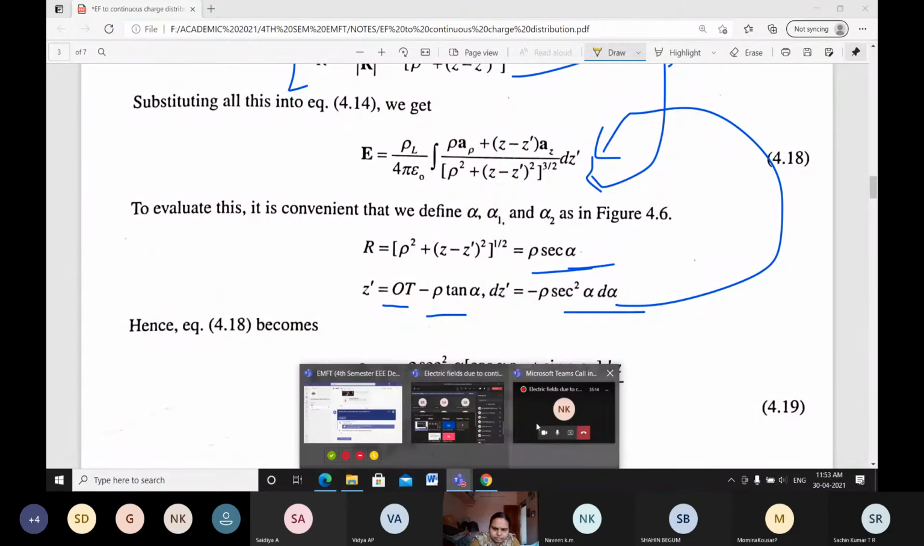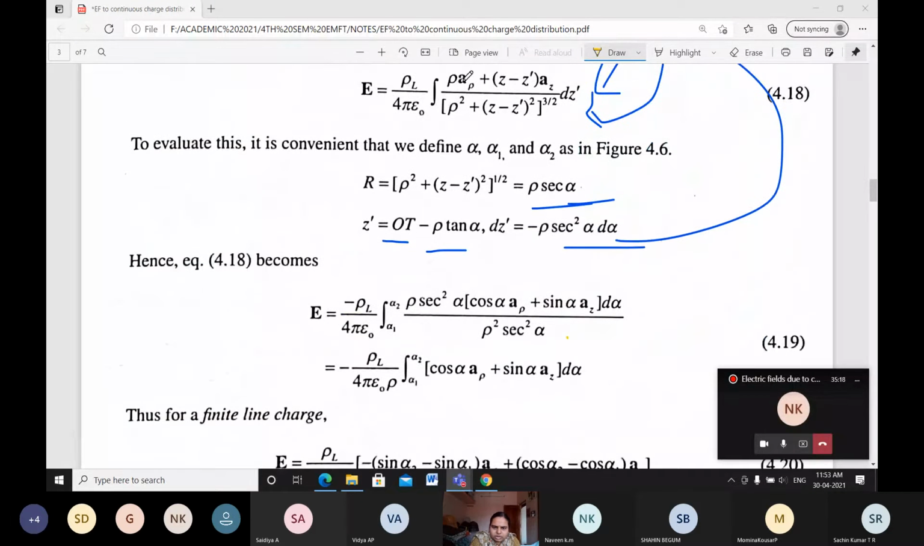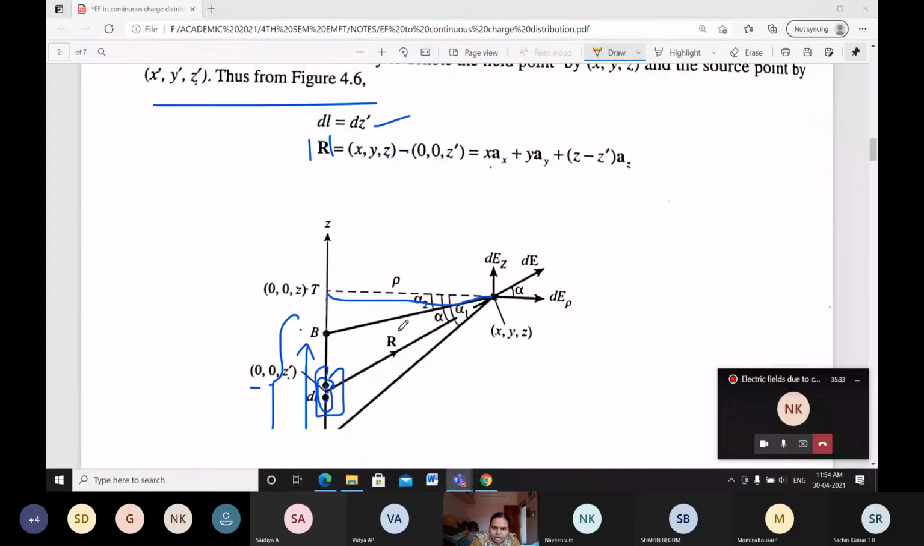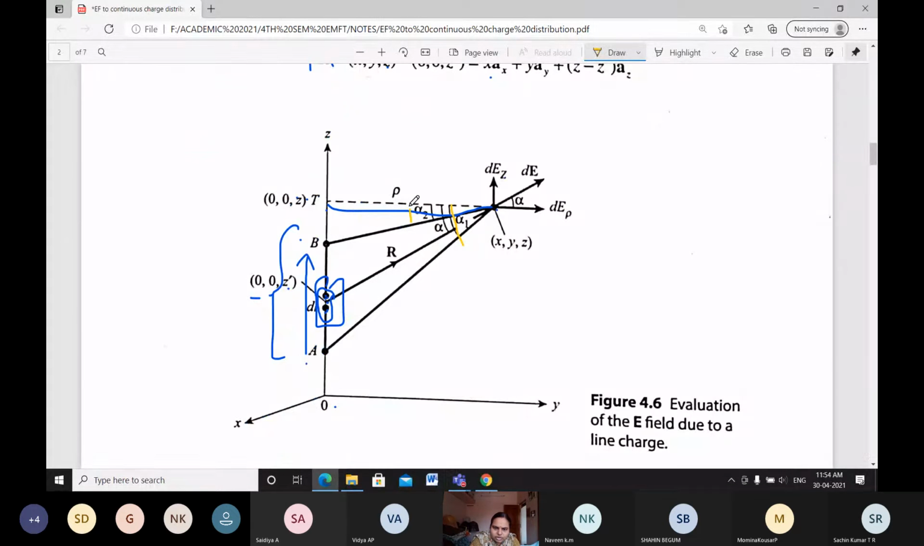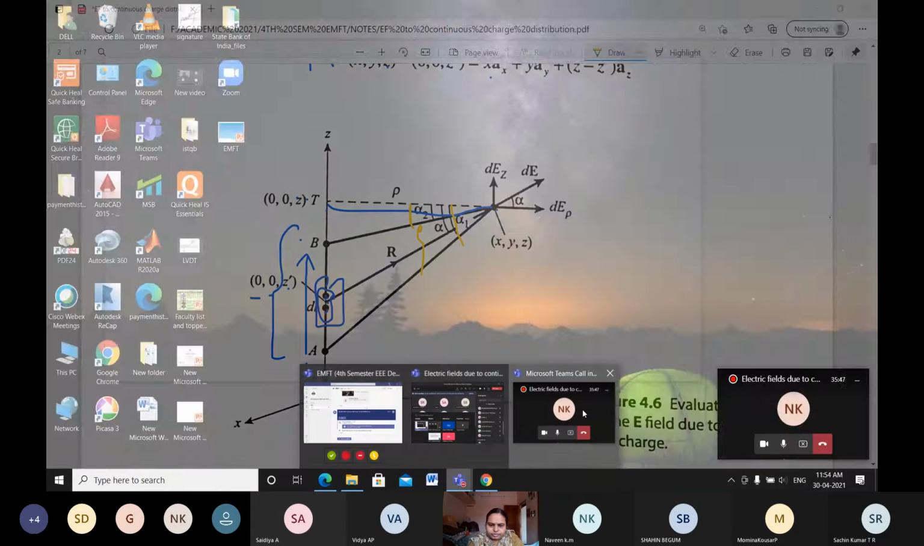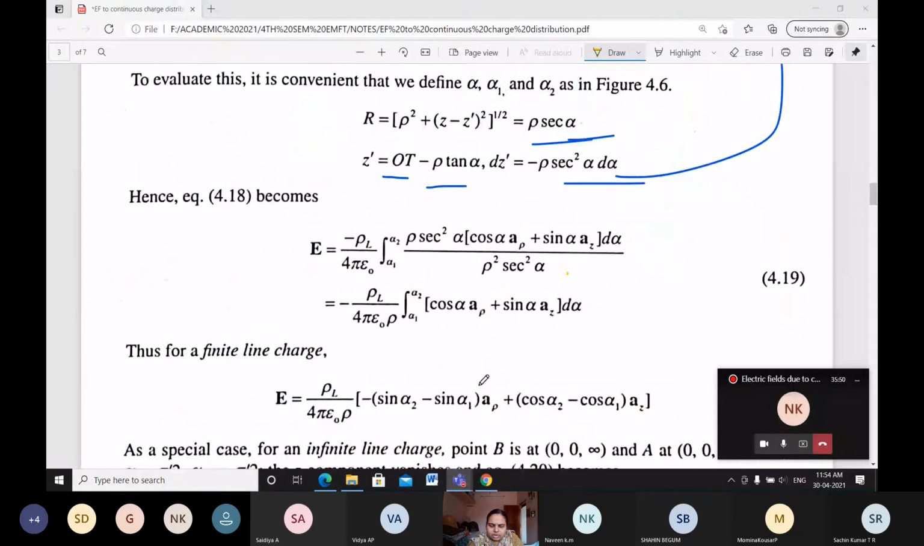the equation is going to change as E equals minus, the sign is taken outside, minus rho L divided by 4 pi epsilon naught. Here the limit is going to change from alpha 1 to alpha 2, from the point A to the point B. Within this, what might be the electric field intensity? Then the limit of integration is alpha 1 to alpha 2.